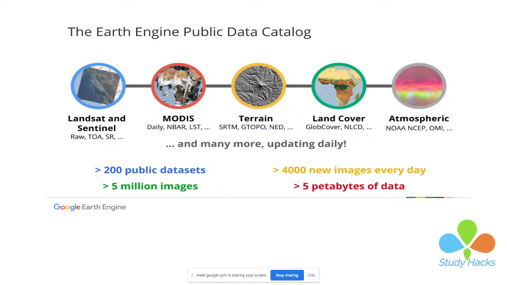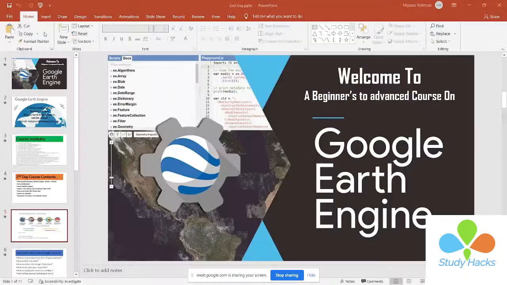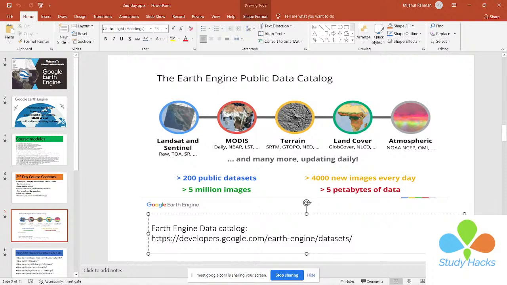At this time I also show you the link. Here you can see this is the link for the Earth Engine public data catalog. When you simply go to this link, you can easily access all of the data sets. So at this time I simply go to this data set. Suppose I simply copy this link from here, and then I open it in my browser.